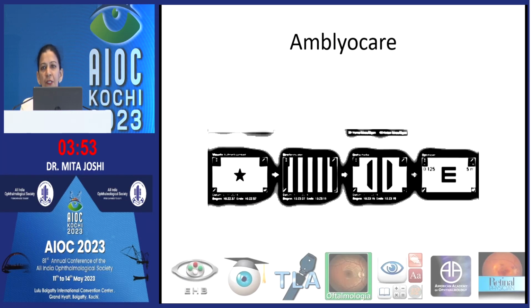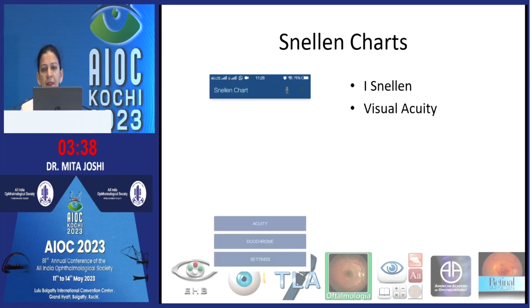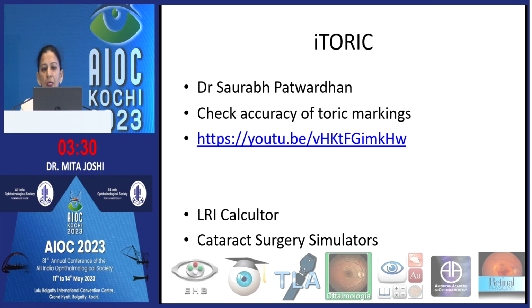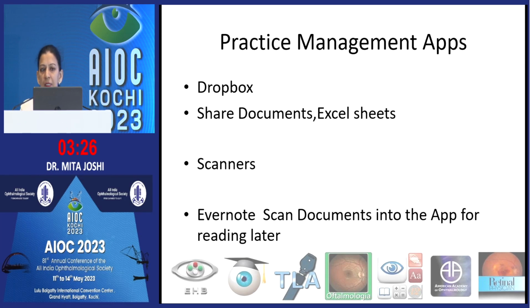Amblyo is for your patients. You can just give it to your amblyopic patients and ask them to do these exercises at home. And since kids are very fond of using smartphones, they can always be relied upon to do this exercise very meticulously. You can have a Snellen chart on your phone, but then you have to have adequate illumination and other settings in your phone also. There are toric calculators, LRI calculators, and surgery simulators available.